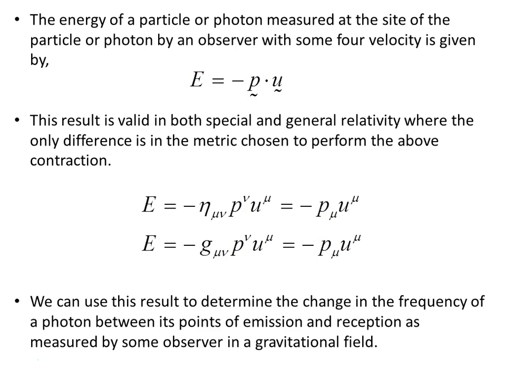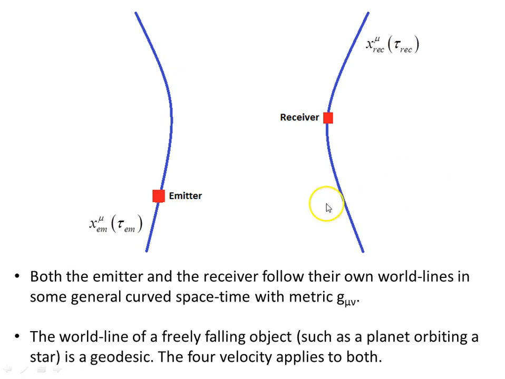I have to point out though, there is an observer at the point of emission and another observer at the point of reception, so I just need to be aware of that. We'll see that shortly. So here is an emitter following some world line, x emitter, measured according to its proper time, tau emitter. And over here is the receiver following its own world line in blue, parameterized in terms of its proper time. So x subscript receiver, and its proper time as it measures, tau subscript receiver.